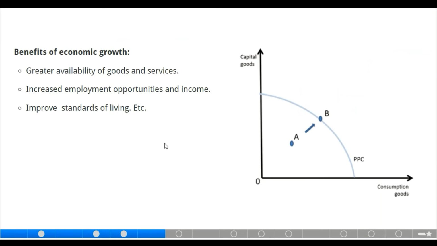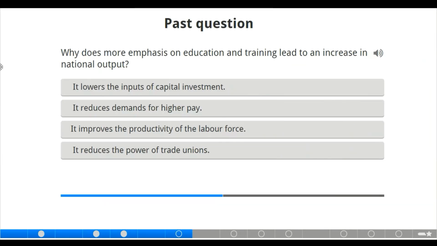Moving to the next slide, we now have the benefit of economic growth and how economic growth is shown on a PPC curve. Remember our PPC, production possibility curve or frontier. For the benefit of economic growth, it will lead to greater availability of goods and services, and it also leads to increased employment opportunity and income, and also improved standard of living. Now let us move to the next slide.